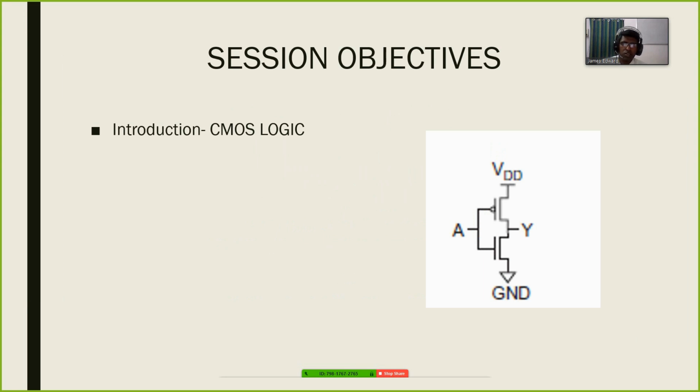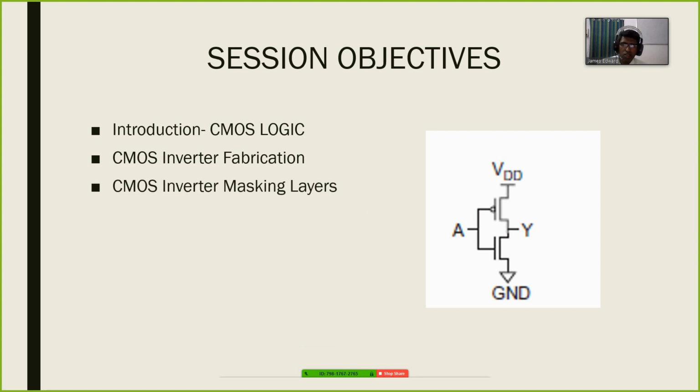We will start with an introduction to CMOS logic, then the different fabrication steps of a CMOS inverter, and also the masking layers. In the diagram shown, we can see that input A is applied to both the PMOS and NMOS transistors, and PMOS conducts when the input is 0. So when the input A is 0, VDD is transferred to the output, so we have the inverted value of 1. Similarly, when the input is 1, PMOS turns off and the NMOS conducts ground to the output, so we have logic 0. So this is basically a CMOS inverter.